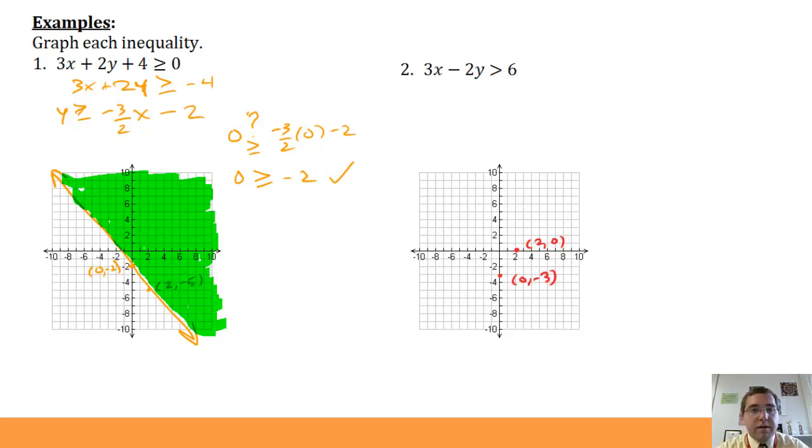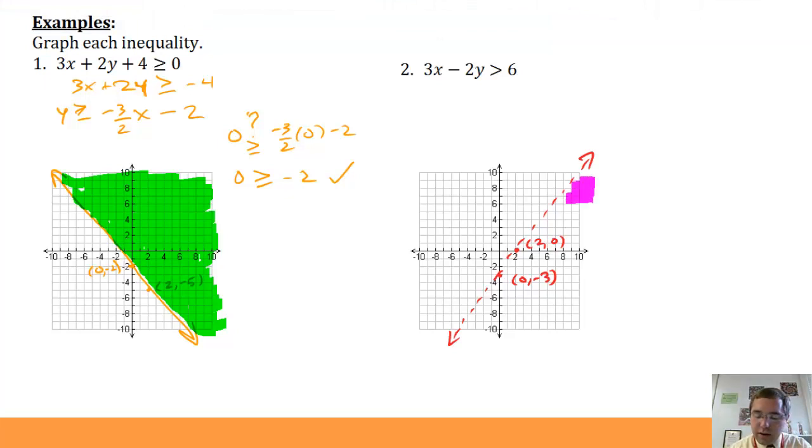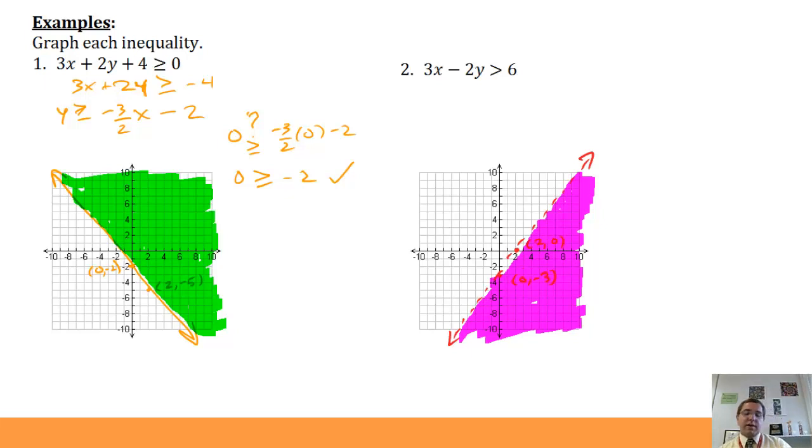I draw the line. Do I want a solid line or a dotted line? Dotted line! So I draw myself a neat little dotted line, dash line. Plug in the point 0, 0. Well, 3 times 0 is 0, minus 2 times 0 is 0, 0 minus 0 is 0. Is 0 greater than 6? No, it's not. So I shade the side that 0, 0 is not on. So I'm going to shade, in this case, below my line, down here. So all the solutions lie in this shaded pink region. They do not lie on the line, because it's just greater than, not greater than or equal to.